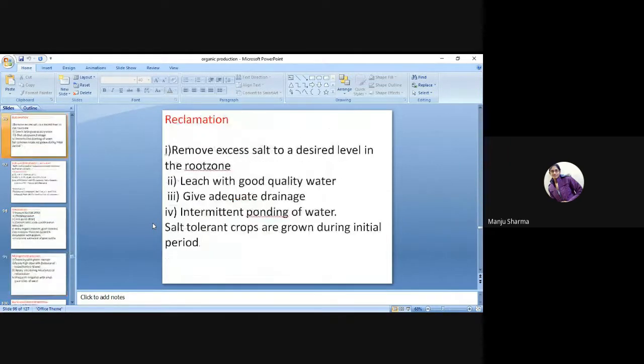After that, their reclamation. First, remove excess salt to a desired level in the root zone. Then leach with good quality water. Third, give adequate drainage. Then intermittent ponding of water. Salt tolerant crops are grown during the initial period.